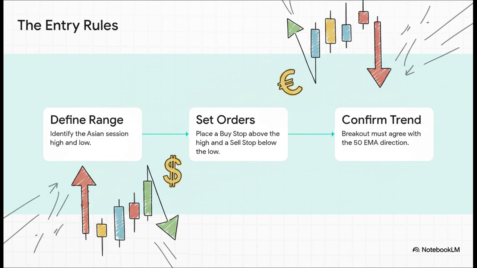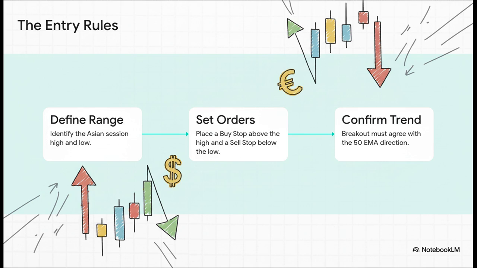Now here's the really clever part. We are not trying to predict or guess which way it's going to go. No way. Instead, we set traps. We place an order to buy a little bit above the box and another order to sell a little bit below the box. But, and this is the key, we have a filter. We only let the trade trigger if it's going in the same direction as our trend compass, that 50 EMA. So if the price breaks to the upside, we only take that trade if the overall trend is already up.